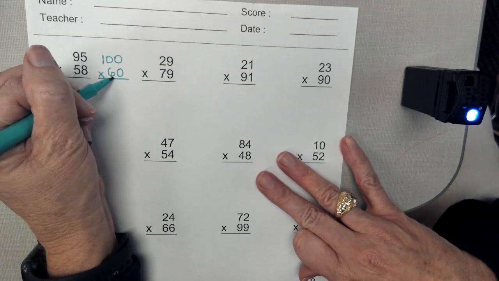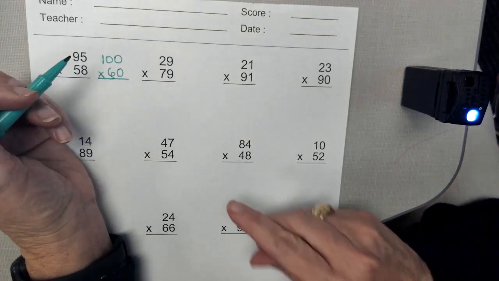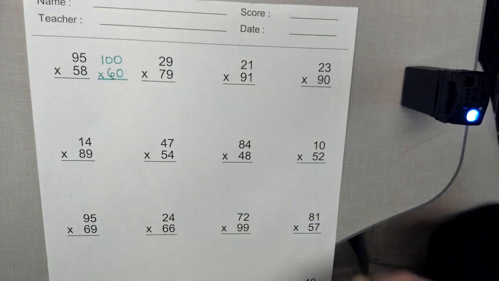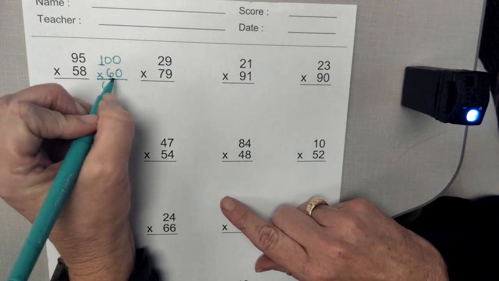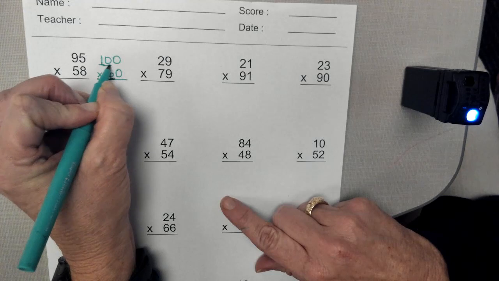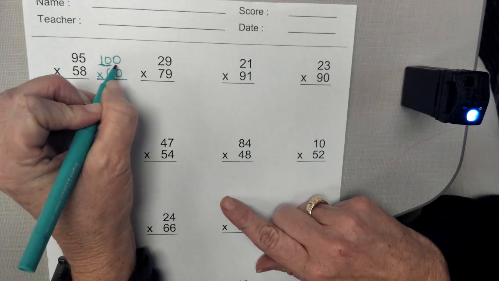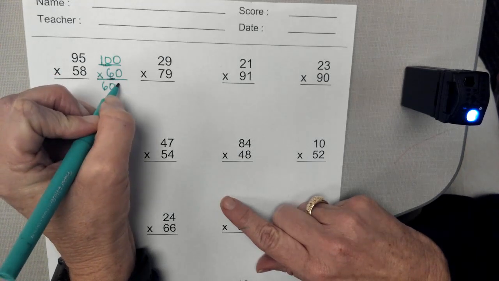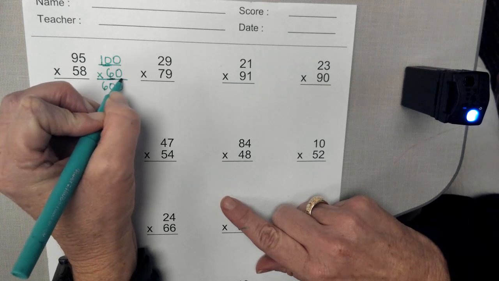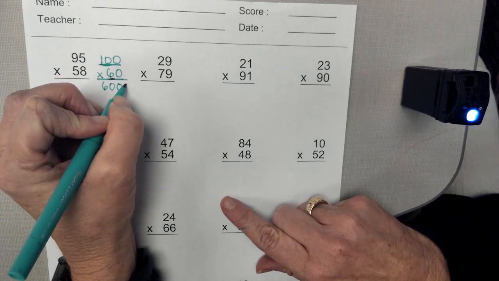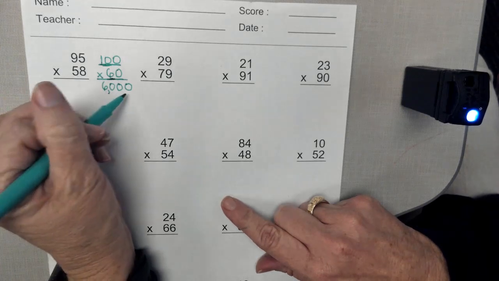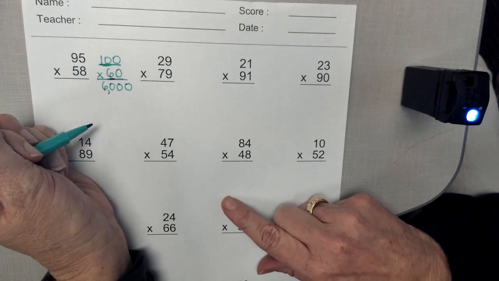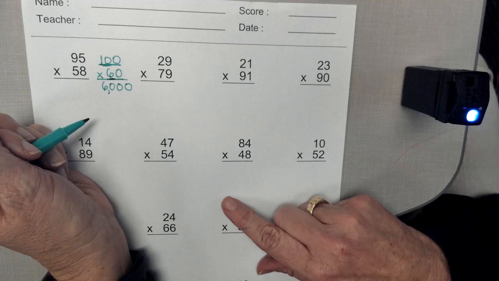I'm going to use relationships to help me figure that out. If I know 6 groups of 1 is 6, then I know 6 groups of 10 is 60, 6 groups of 100 is 600, and 60 groups of 100 is 6,000. So what that tells me, boys and girls, is my answer is going to be pretty close to 6,000.